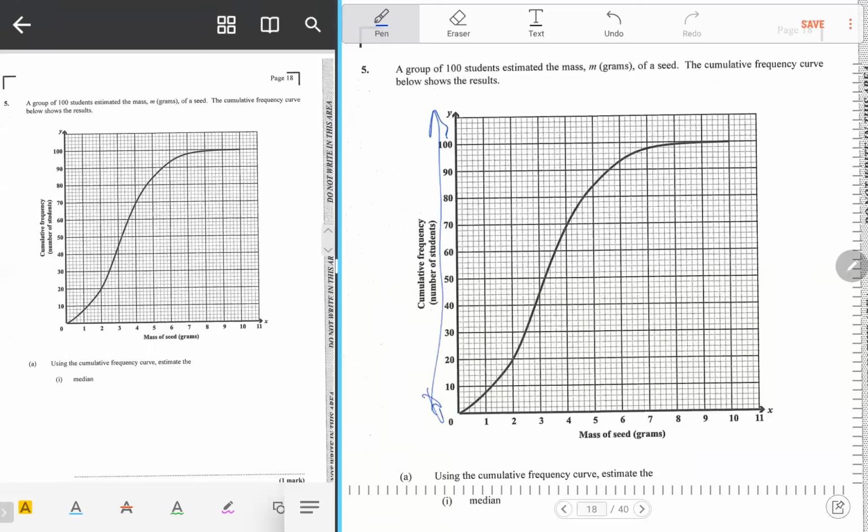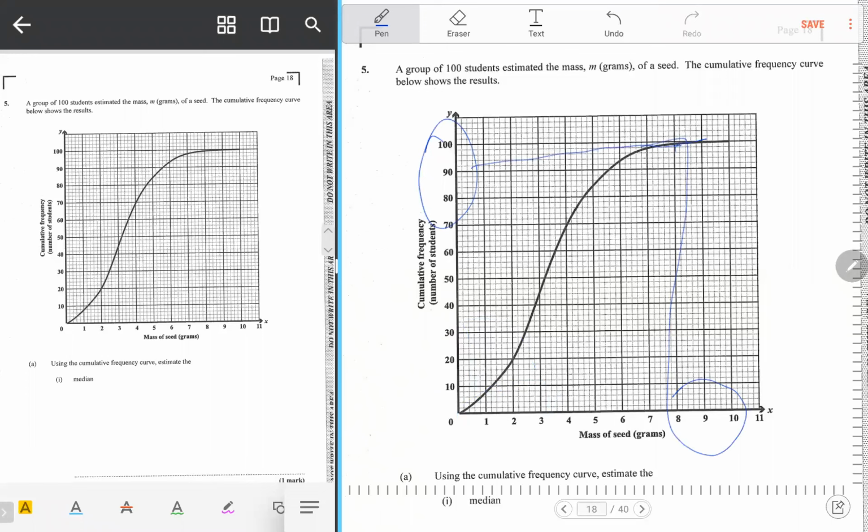Students are up here. Estimated the mass m grams of a seed, and it said the cumulative frequency curve below shows the results. So these are the students, and this is the mass. The ones who measure the low mass are down here. The ones who measure the seeds with the high mass are at the top, corresponding to the higher mass seeds.